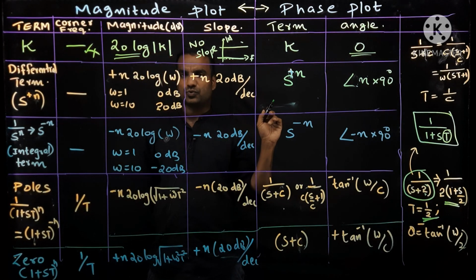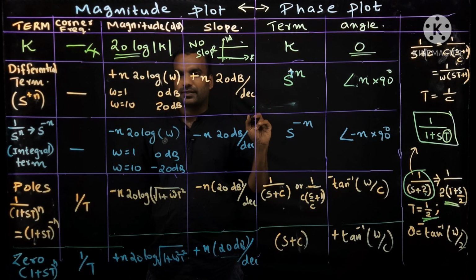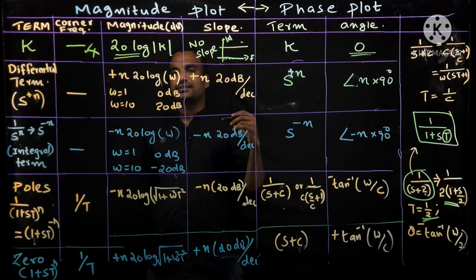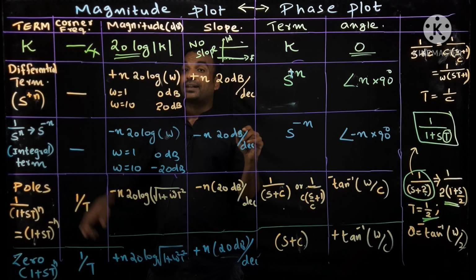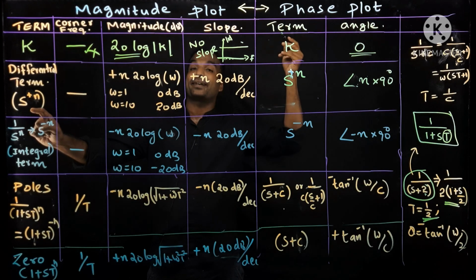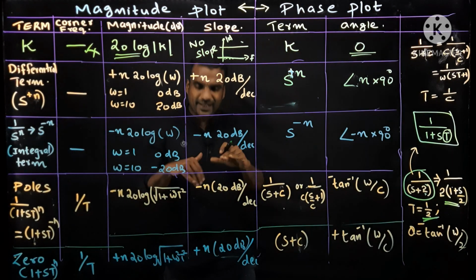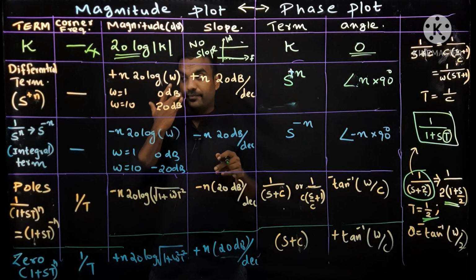S by s plus 2. S is in the numerator and s plus 2 is in the denominator. So s plus 2 means it is a pole, 1 by s plus 2. But s in the numerator is the differential term. S in the numerator is a differential term, and s in the denominator is an integral term.